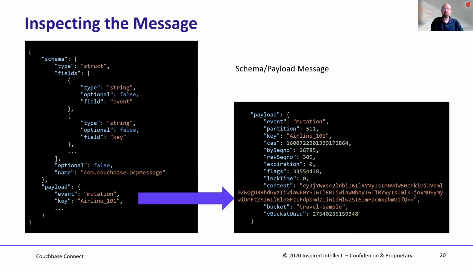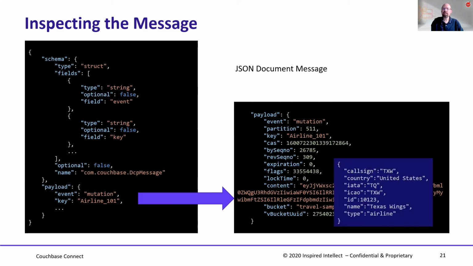The key field gives you the document key, and the content field will include the base 64 encoded string representation for the entire content of the document. That's why you see the jumbled up string there. And also note that that content field will be null if the event is a deletion. If we apply a simple conversion to the content field, you will see that it is exactly the same as the Couchbase JSON document.